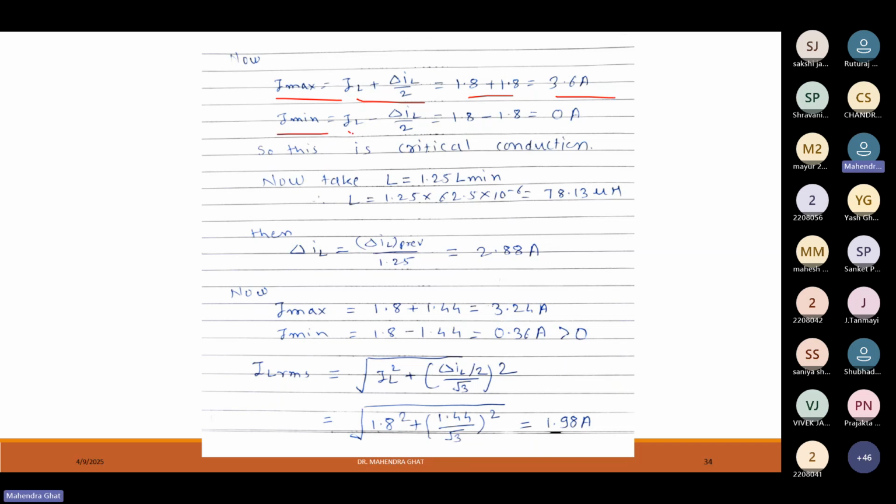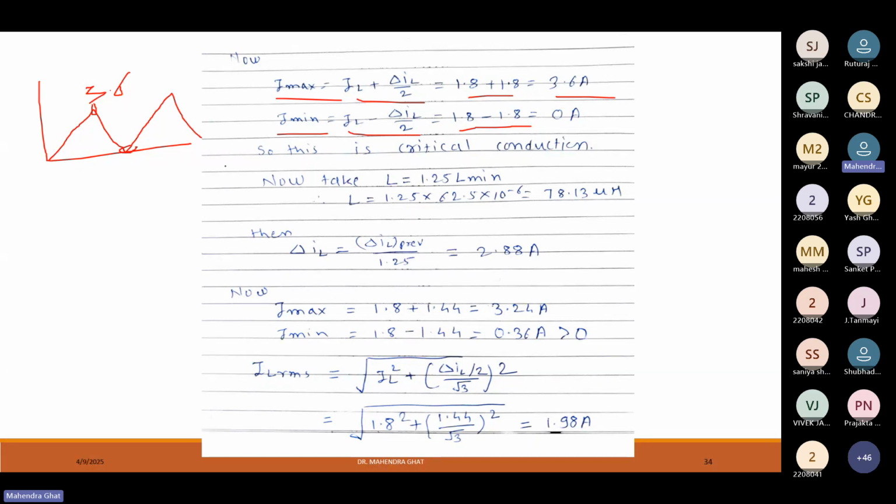I min is nothing but IL minus delta IL by 2, which is equal to 1.8 minus 1.8, equal to 0. So what does it mean? The current is going from 0 to 3.6 and again coming to 0. So this is the waveform we are getting if we use the L minimum. This point is 3.6, Imax, and this is the 0. But as per the condition, we require continuous conduction, not critical conduction. So this is the critical conduction with the L minimum value.